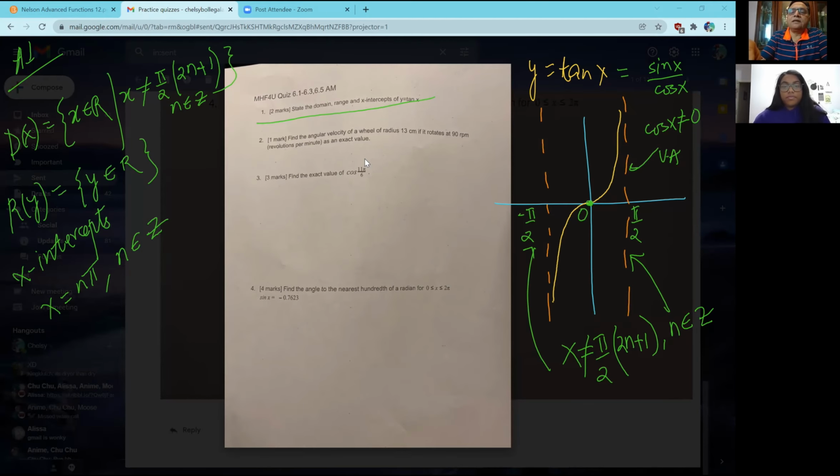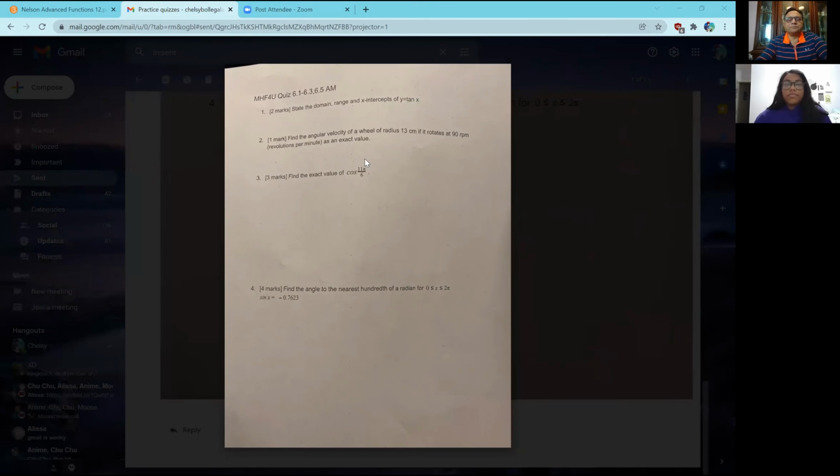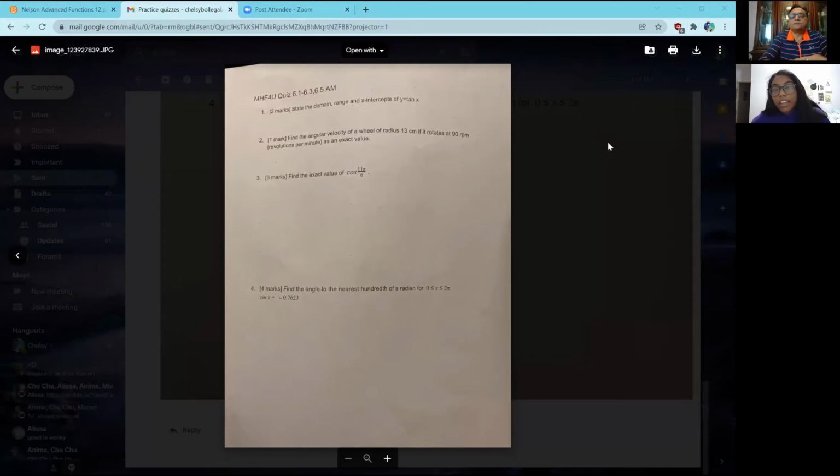So let's move on and take up the next question now. What is the next question? Number 2 is: find the angular velocity of a wheel of radius 13 centimeters if it rotates at 90 revolutions per minute, as an exact value.